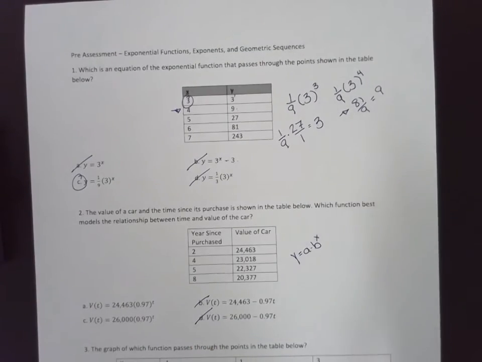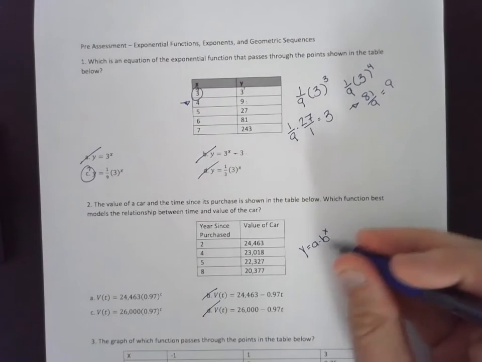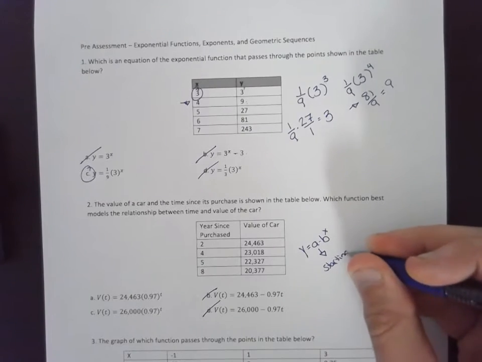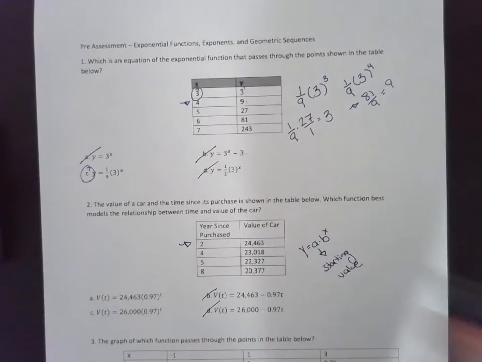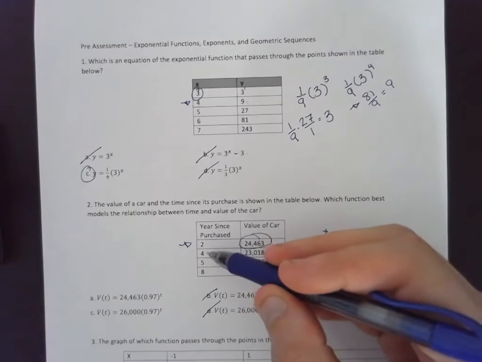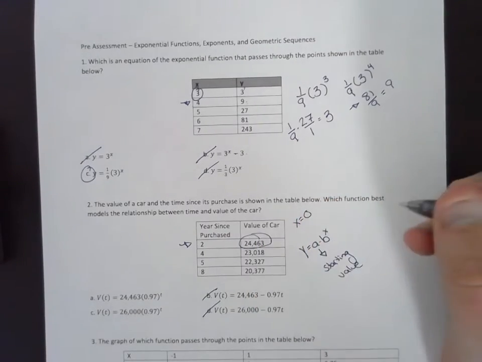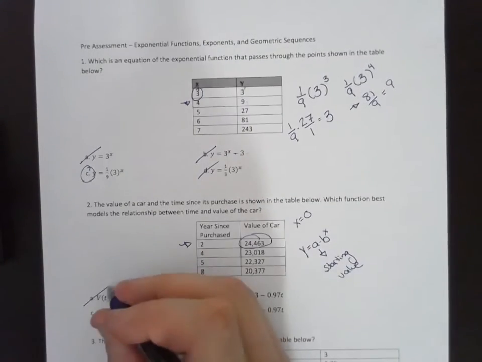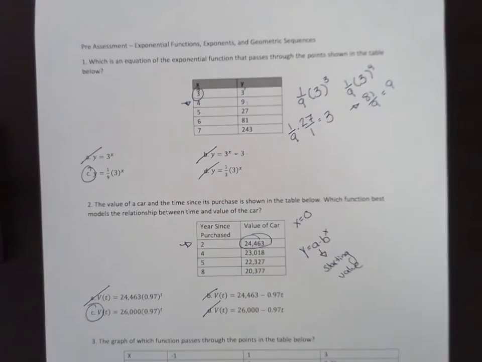It's between A and C. Now between A and C, given that it's an exponential function, we know that y equals A times B to the x. A is the starting value. But if I look at my table, this is the first x value I have, and this is the first y value. My starting value is not when x is 2. My starting value is when x equals 0. So 24,463 is not my starting value. That means this is automatically gone. That means, again, the only answer that makes sense is C.